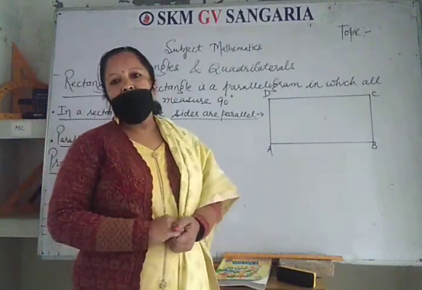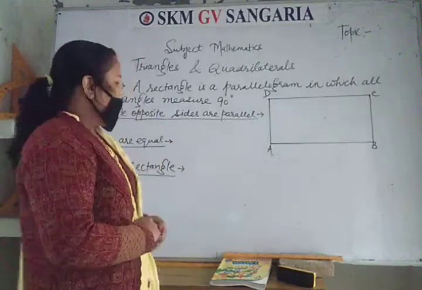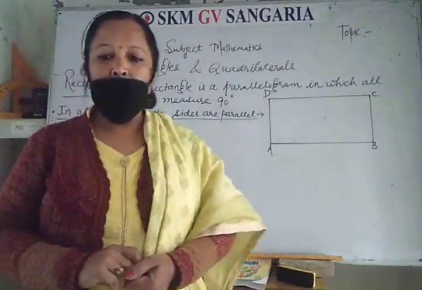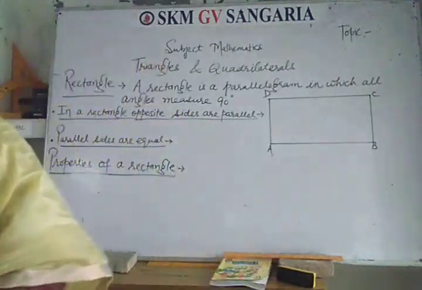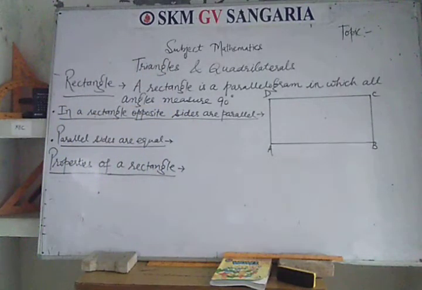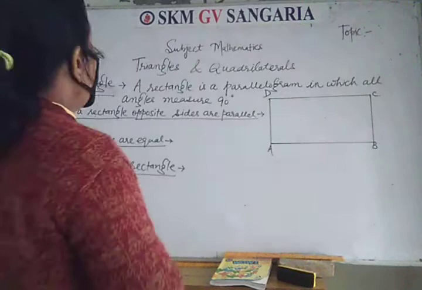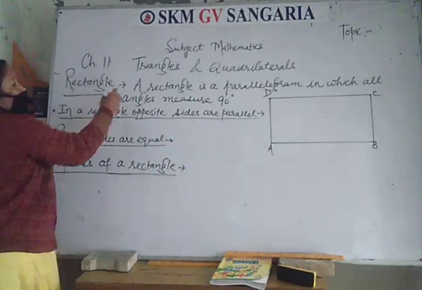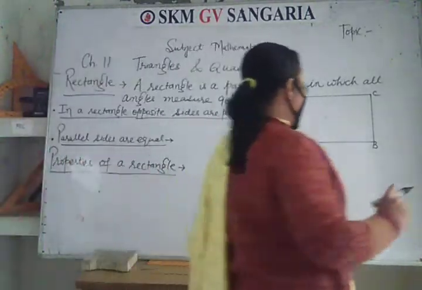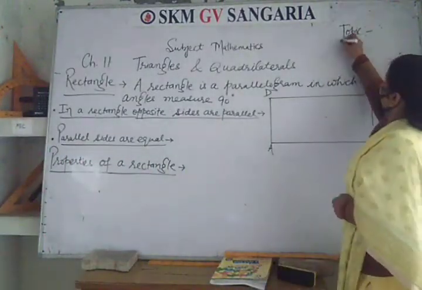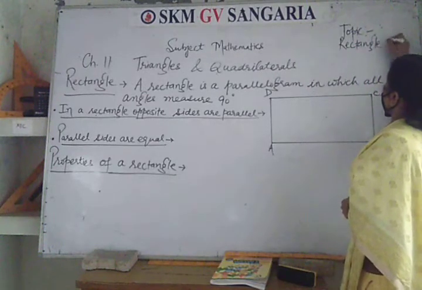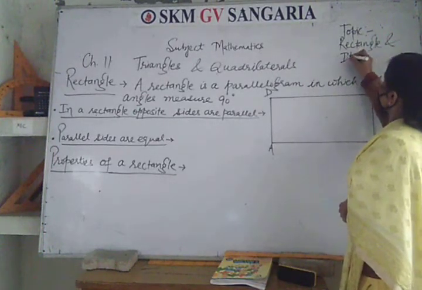And today my topic is rectangle and properties of a rectangle. Okay, so let's start. Here this is chapter number 11, triangles and quadrilaterals, and my topic today is rectangle and its properties.